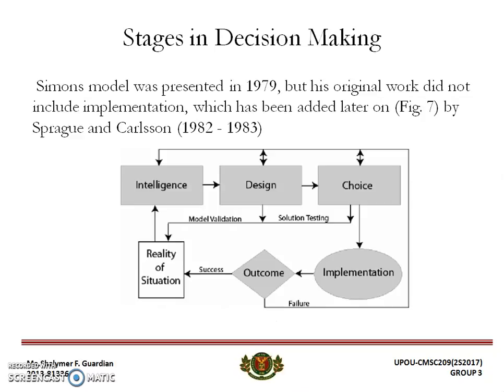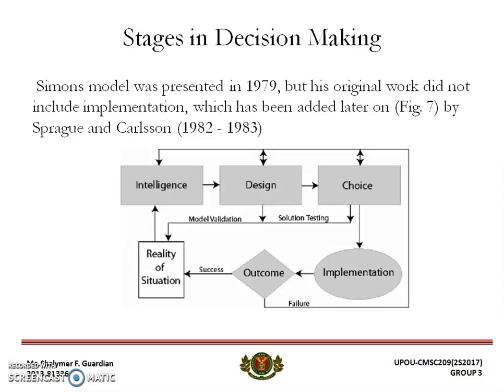Simon's model in 1979 doesn't include implementation, but the one that was added by Sprague and Carlson created these stages in decision making, wherein it discusses the three major components of the decision support system, which will be discussed later on here in Module 5 as well, which are the model-based component, database component, and human interface component.